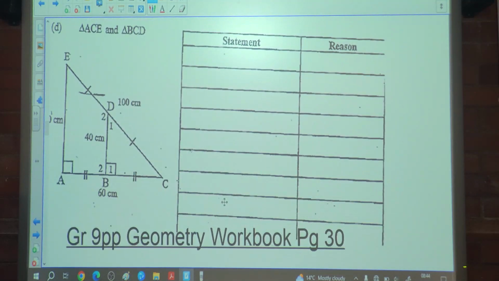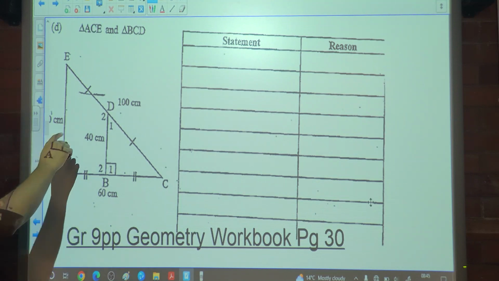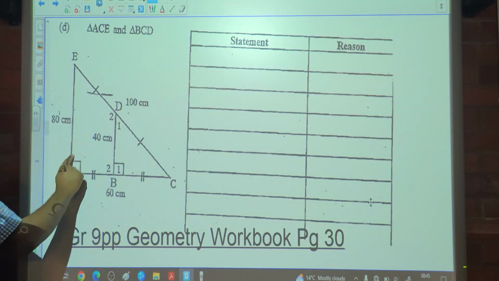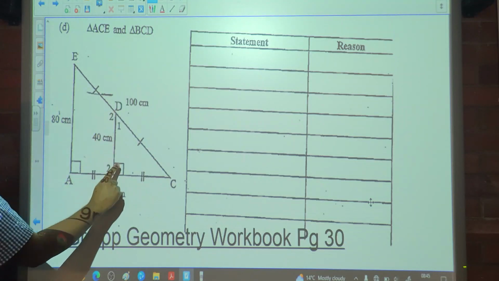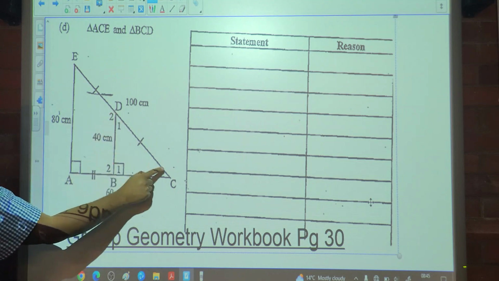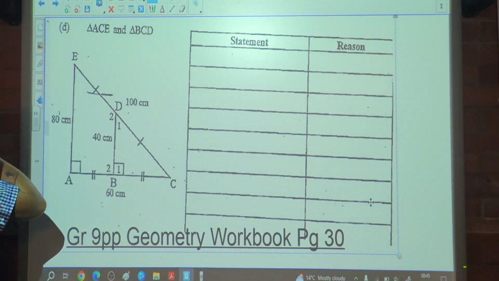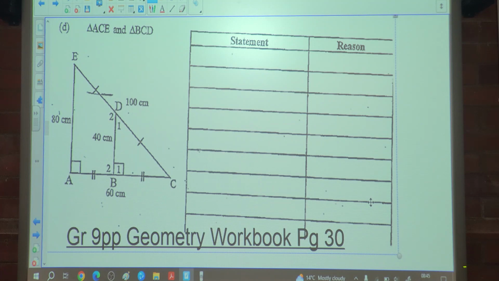Right, D. ACE and BDC. BCD. The order the same? Yeah, the same. So what are we going to prove? We're going to prove that they are equiangular, or you're going to prove that the sides are in proportion? Equiangular, because we have 2 angles already.